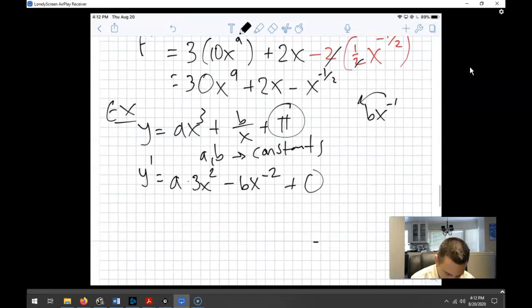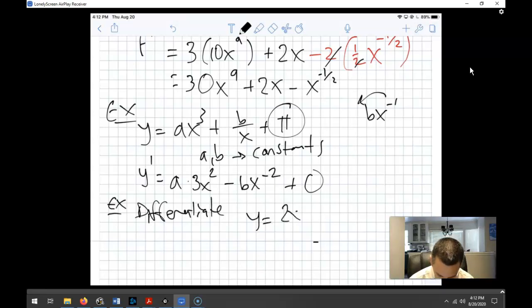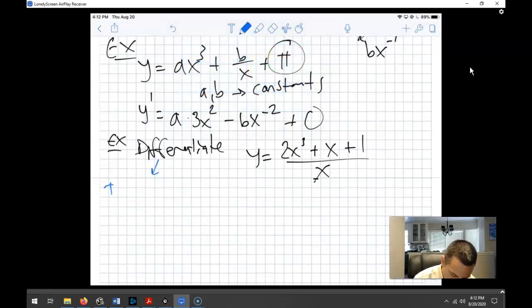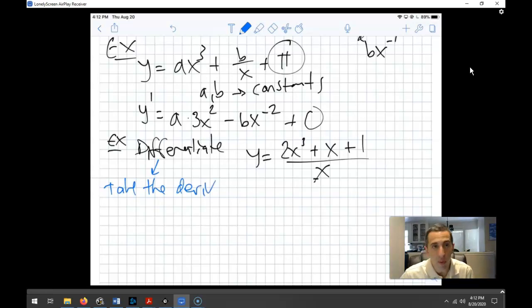Okay, some other things you might be asked to do would be to differentiate. So if you have to differentiate y equals, say, 2x cubed plus x plus 1 over x. Okay, so two things about this. First off, when you see differentiate, that just means take the derivative of. There's nothing crazy about that. But when you have something like this, we don't quite know how to deal with fractions yet. We probably will in the next video. But for now, just kind of split this up.